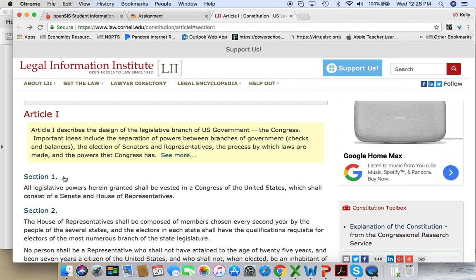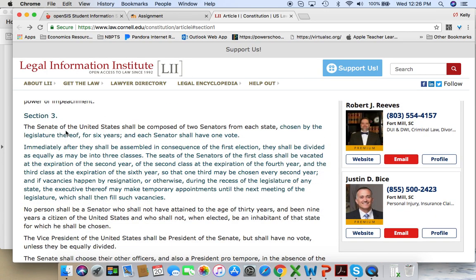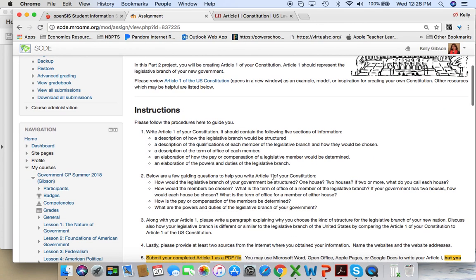But you can see it has the Section 1, Section 2, Section 3. So that is how your Constitution needs to be set up. Your Article 1 needs to be broken into distinct sections that are labeled. And then for each of your sections, you need to have different sets of information. So the first one is a description of how the legislative branch would be structured. This is where you're going to say, is it one house? Is it two houses? Is it three houses? And what the name of each part of your legislature is going to be.